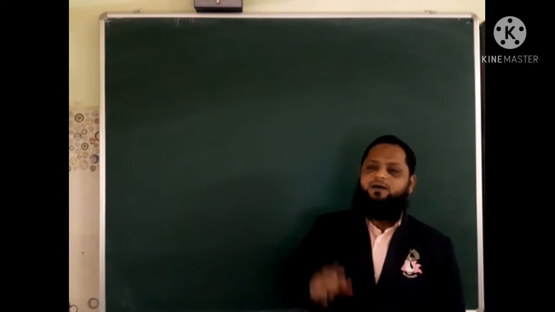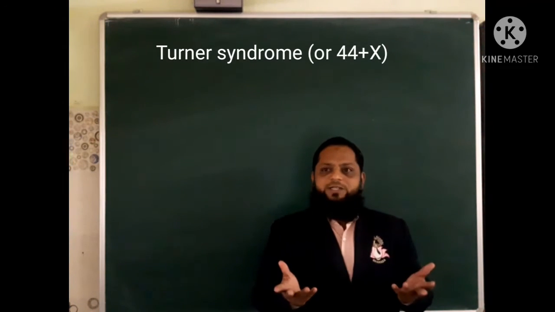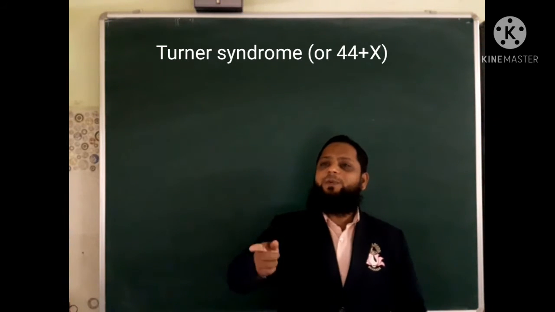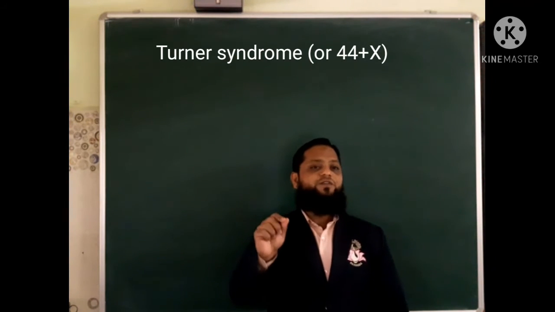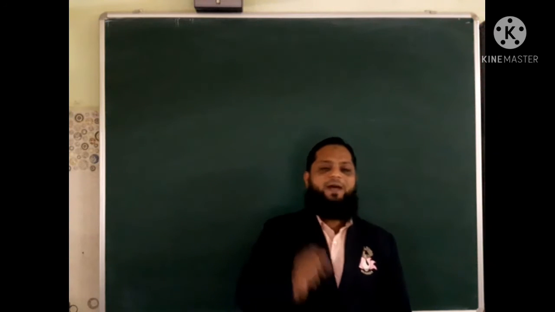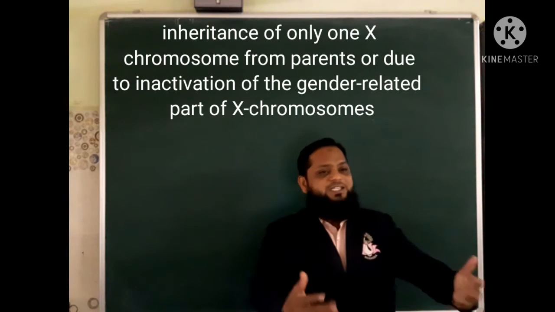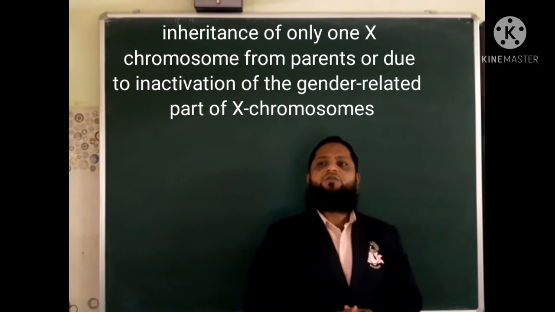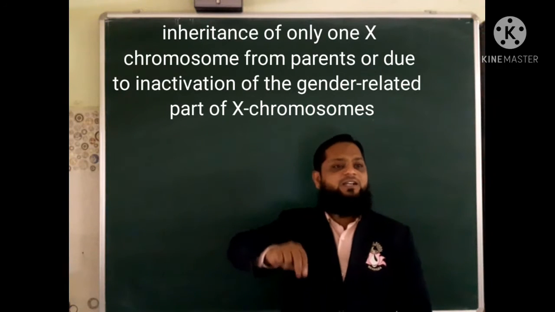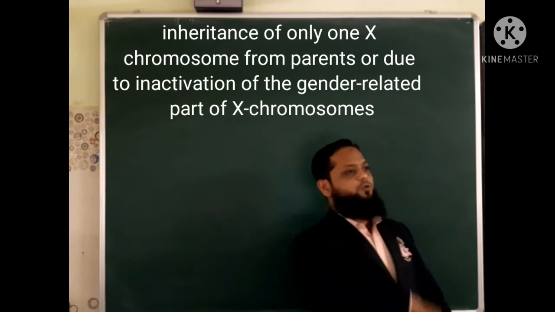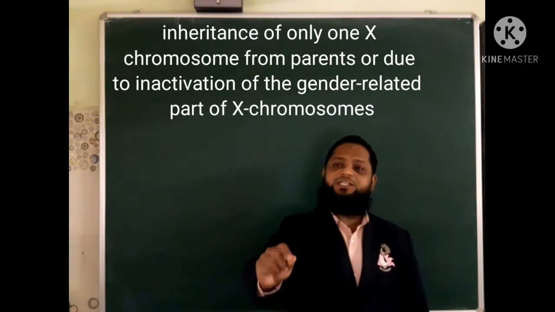Dear children, Turner syndrome is nothing but 44 plus X. What does that mean? It means that one sex chromosome is deleted, reduced from the cell, from the parents. It may be because the parents did not donate the X chromosome. This may be the reason for the Turner syndrome. But sometimes it is due to inactivation of the gender related part of the X chromosome. This is also a reason for such a type of genetic disorder.